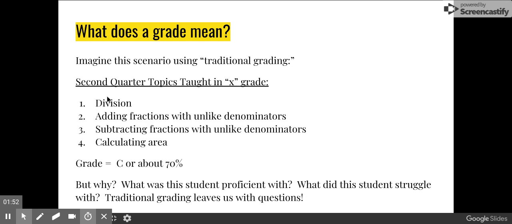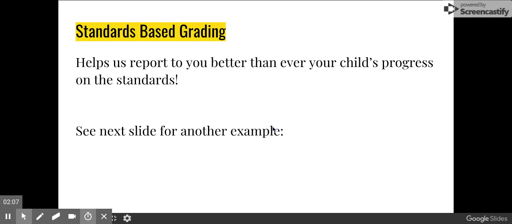Does that mean the student was good at division, but had trouble with fractions? And if it does mean that, where does it say that on the report card? So what we're going to do on the standards-based report card is give a grade to each one of those standards. With this reporting method, we're going to be communicating with you better than ever about your child's mastery of the standards.